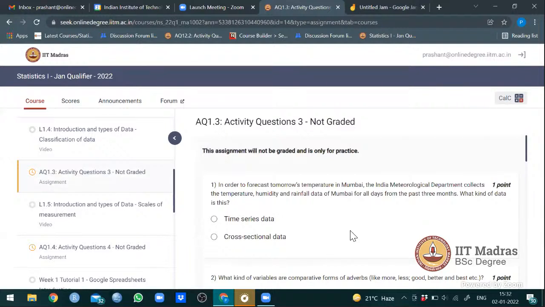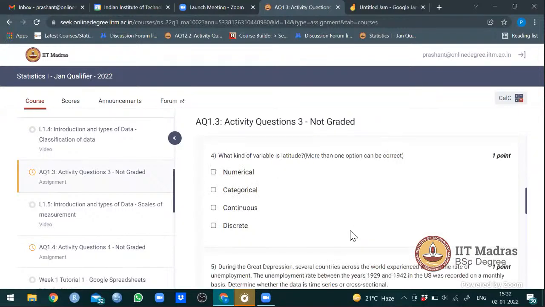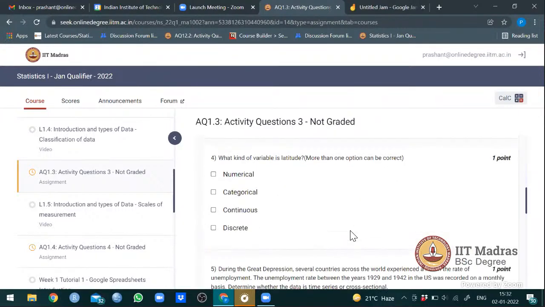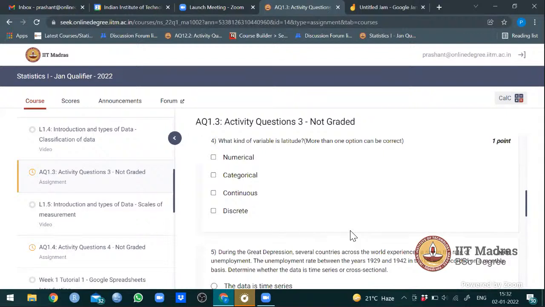Latitude is some geographical thing, right? Yeah. According to you, what should it be? It should be numerical and discrete. No. I'm not sure about latitude. It's some geographical thing, right? Yes. So it's a geographical term, sir. And I think it can take any value, as I can remember.